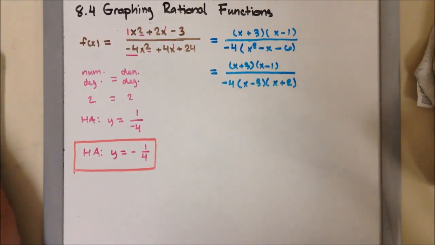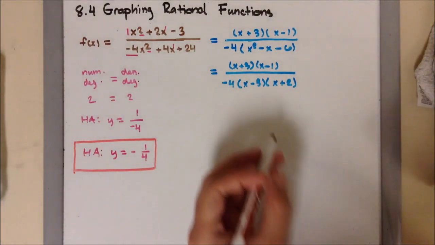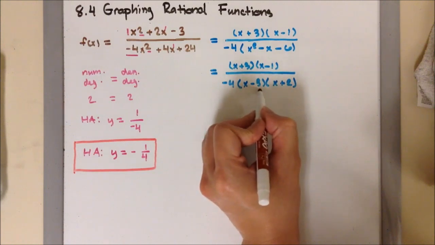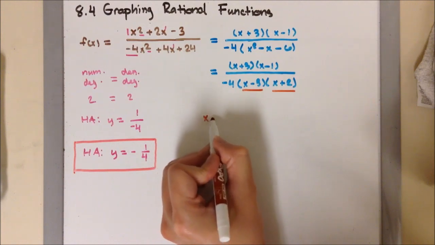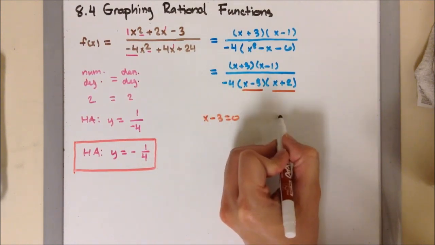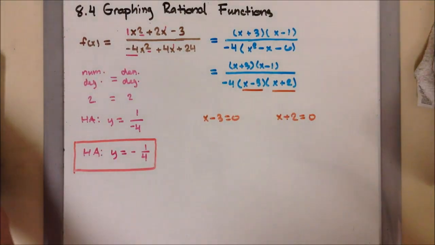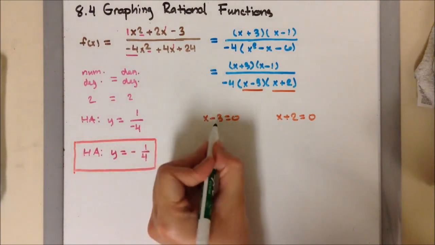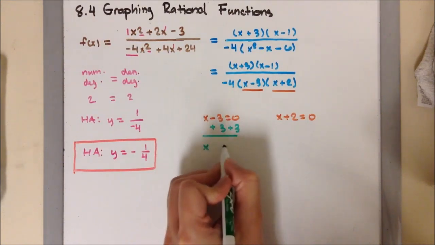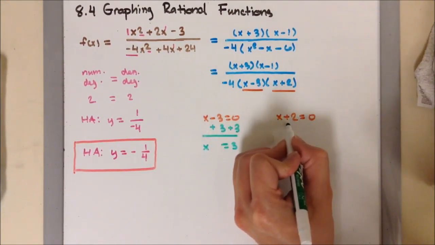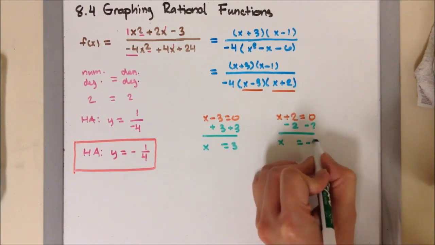That's it. Now step 2 is we're going to set the denominator factors with variables equal to 0. So x minus 3 and x plus 2. So x minus 3 equal to 0 and x plus 2 equal to 0. So when we're solving, I'm going to add 3 to both sides for the one on the left. So x equals 3. Here I'm going to subtract 2 on both sides. So we're going to have x equals negative 2.